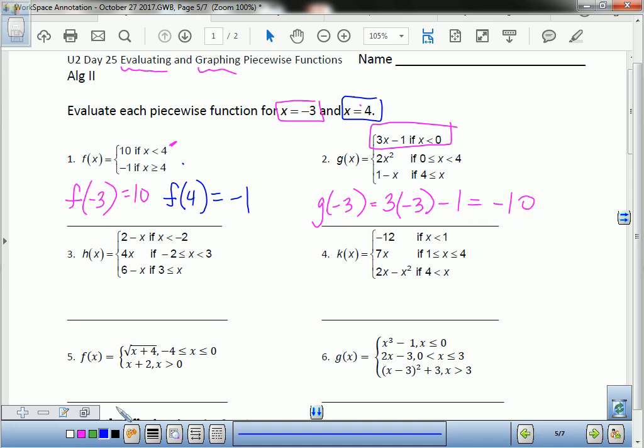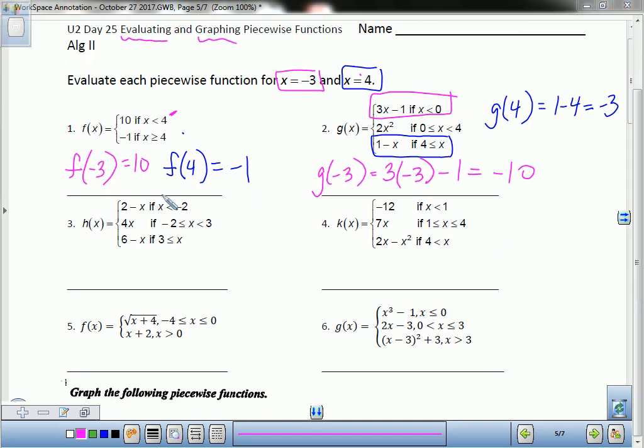All right, now let's evaluate g of +4. Okay, it looks like it would fit in here, but there's no equal to, so we've got to go down here to the last one, where all of our x's are greater than 4. So if we plug 4 in here, 1 minus 4 is -3. All right, we'll do one more together, and then I'm going to give you a few to try.